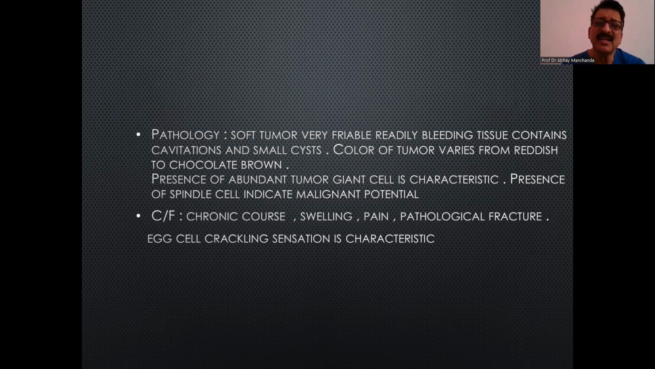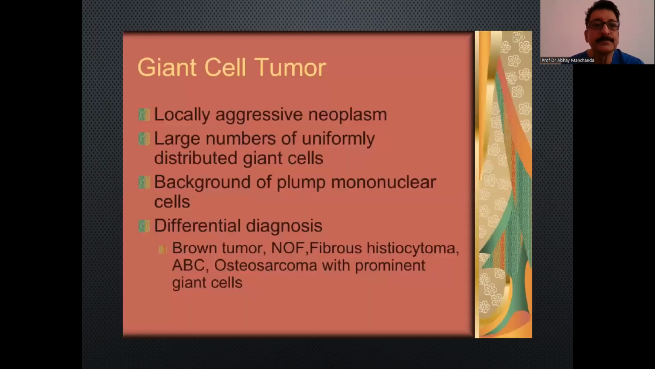Clinical features, it undergoes a very chronic course. The swelling, the pain, the pathological fracture may be seen in such cases, and the eggshell crackling is very classical for a GCT. When you press it, it can crackle because the periosteum, the cortex is so weak, fibrous, that it can crack on your pressure. It is also known as a locally aggressive tumor because it expands like hell.